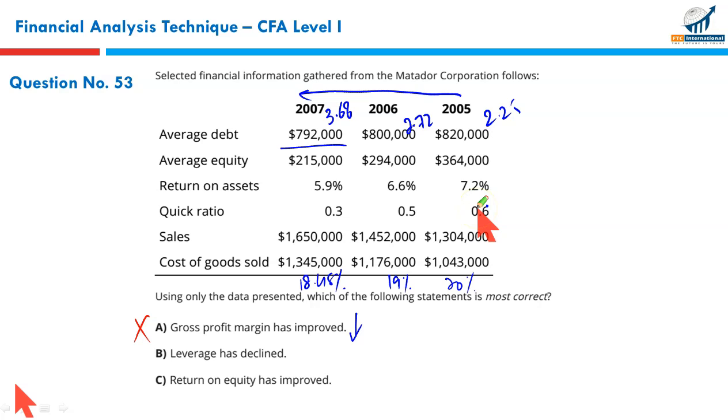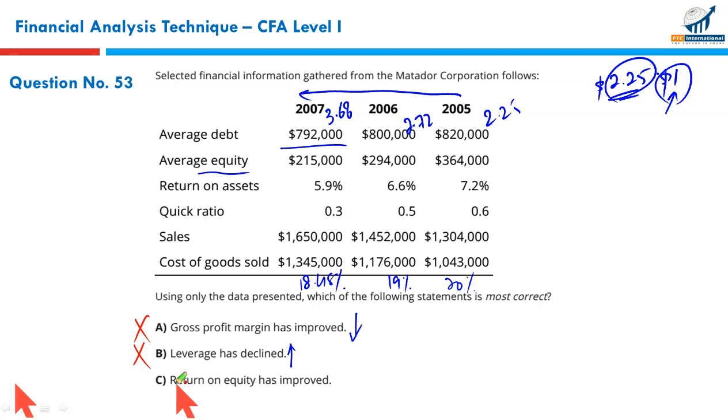How do we interpret leverage? Leverage can be interpreted in a very simple way. In 2005, it was 2.25. For every $1 of our own money, that is equity, we had $2.25 of debt. And it is continuously increasing. In 2007, for every $1 of equity, the debt is 3.68. It's much higher. Leverage has gone up. Incorrect option. Cross out. And if you want to guess, click C, move on.